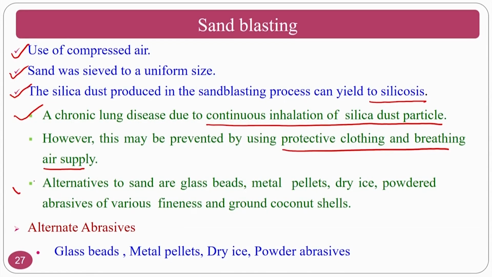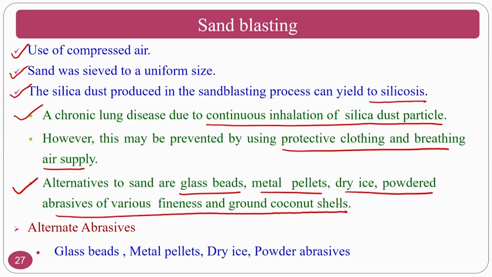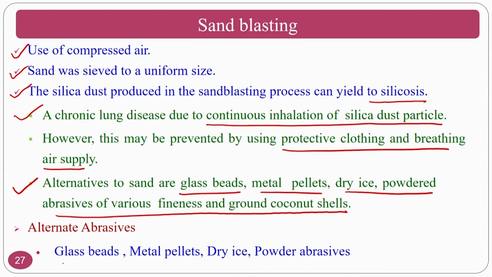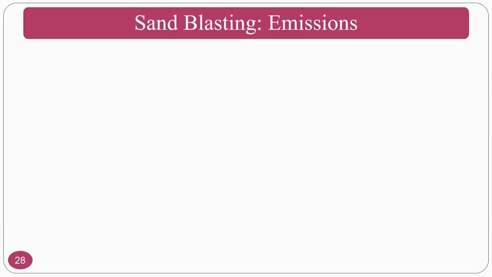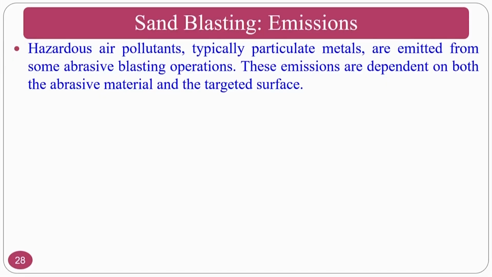Alternatives to sand: glass beads, metal pellets, dry ice, powdered abrasives of various fine sizes, and ground coconut shells can be used. Instead of silica, if the company can provide metal pellets, dry ice or powdered abrasive particles, then the silicosis level may be reduced. So that means metal pellets or dry ice powder particles can be provided instead of silica particles. As we have seen in the previous slide, silicosis is one of the problems, and we will see how it will affect and how it will be acquired by the operator.